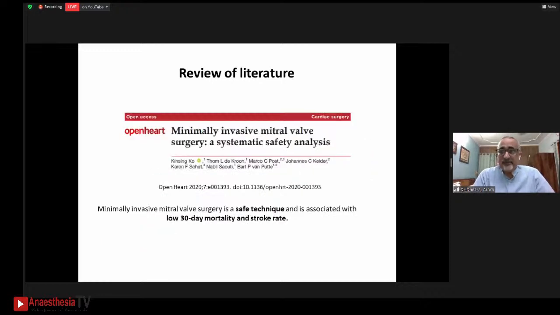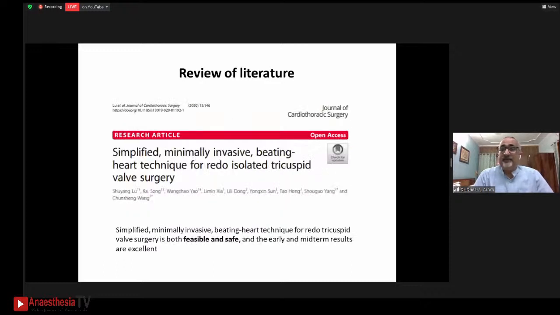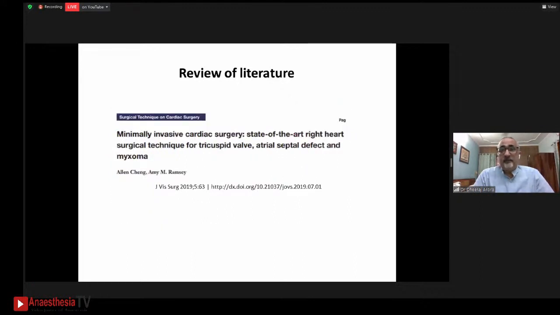Then there are various surgical papers on minimal invasive surgery, where they have found it's a safe technique with lower 30-day mortality and stroke rate. Then there is endoscopic mitral and tricuspid surgery. There are so many papers. It has been done in redo surgeries also. They have shown that it is feasible with low mortality and strong patient satisfaction. Then isolated redo tricuspid and mitral valve surgeries have also been reported with minimal invasive approach. Other right-sided lesions like tricuspid, ASD, myxoma have also been reported with minimal invasive approach.